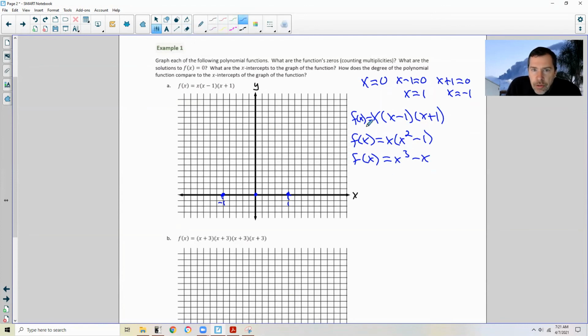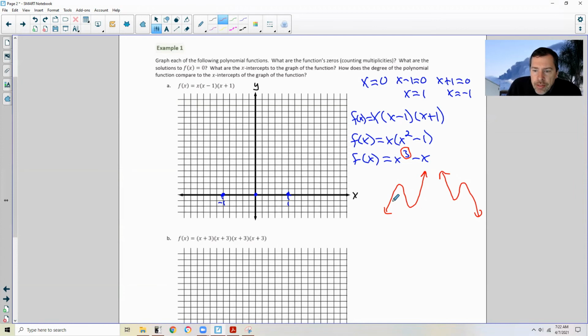Okay. So the degree of the polynomial tells us how many solutions we're going to get. Okay, so it says, how does the degree of the polynomial function compare to the x-intercepts of the graph? So we have three x-intercepts, we have a degree of 3. What do degree 3s look like? Well, we have something that increases, then decreases, and then increases again. Okay, or it could decrease, then increase, and then decrease again. So there are two turning points, and increase, decrease, increase, or decrease, increase, decrease.